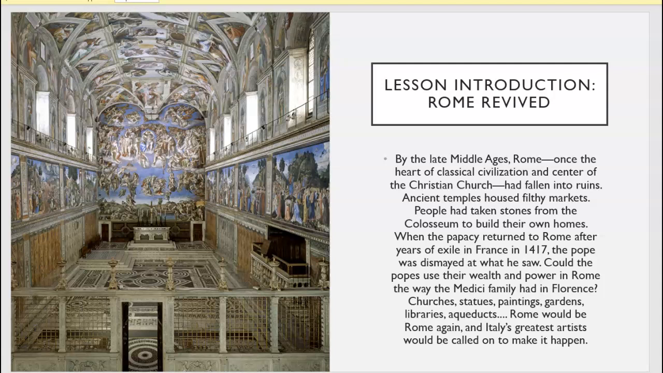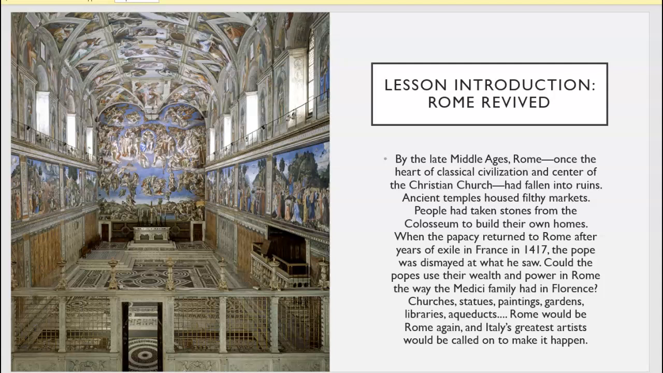Lesson Introduction: Rome Revived. By the late Middle Ages, Rome, once the heart of classical civilization and center of the Christian church, had fallen into ruins. Ancient temples housed filthy markets. People had taken stones from the Colosseum to build their own homes.